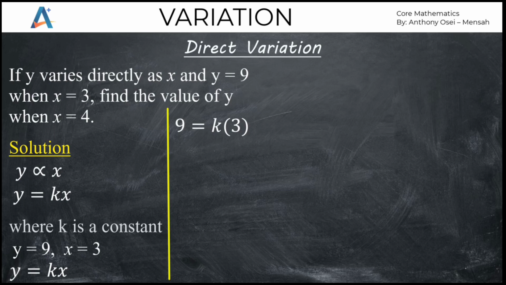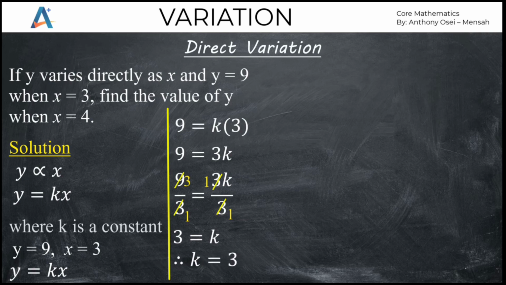So going further, we will get 9 is equal to 3k. Then we divide both sides by 3, since we want k to be alone. So divide here by 3, divide here by 3. So that 3 will cancel this 3. 3 here 1, 3 here 3. So we get 3 is equal to k. Therefore, k is equal to 3. So the value of the constant in this question is 3.